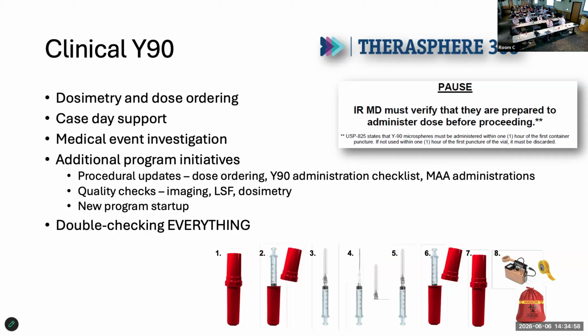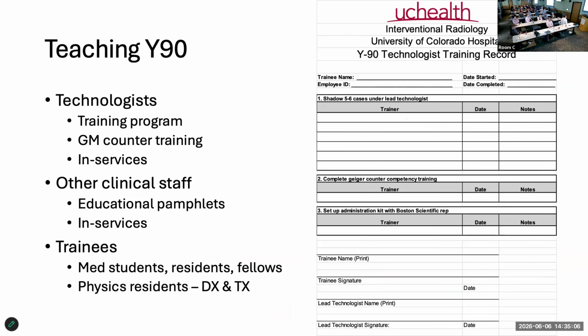It's really, really important to make sure that there's one person overseeing the whole process because it's easy to miss steps. And I think that's a huge clinical value of a Y90 physicist.